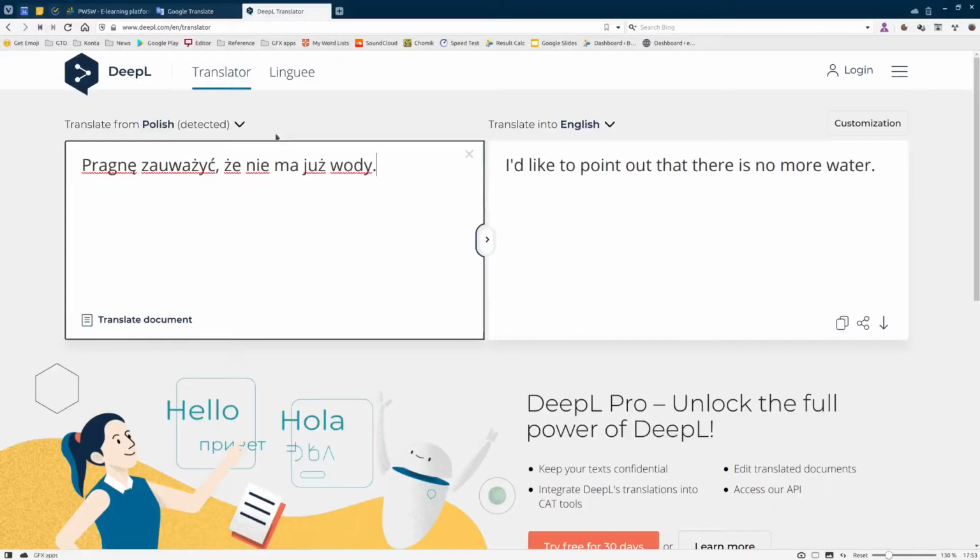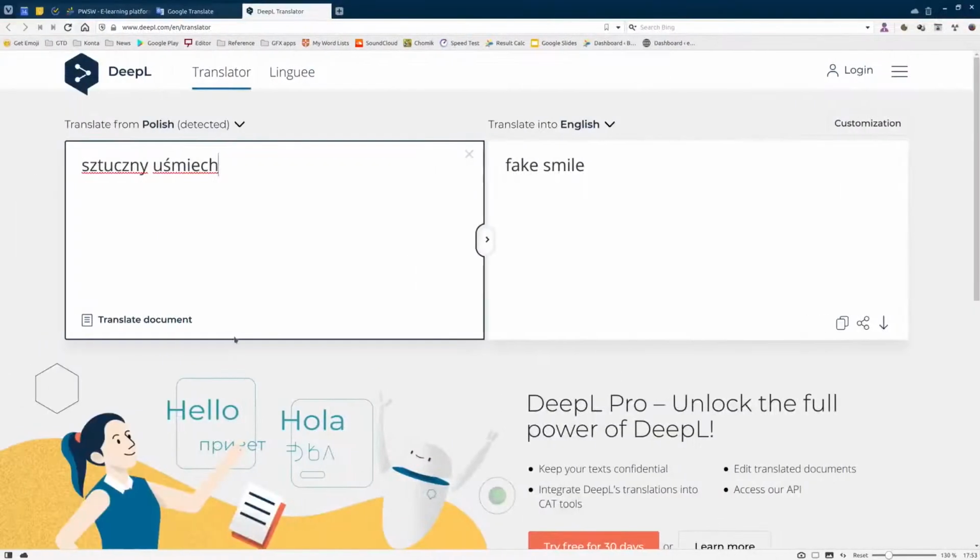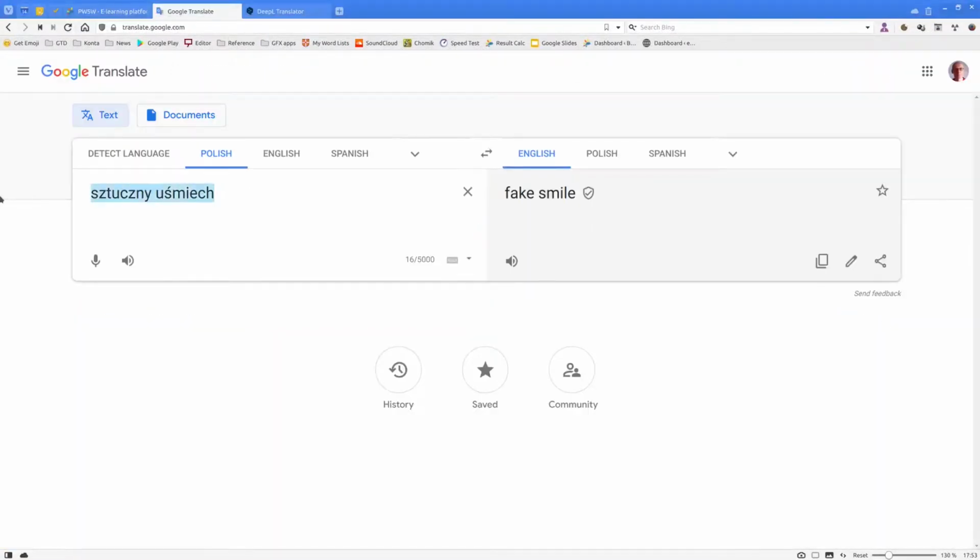Sztuczny uśmiech. Fake smile. Sztuczne zęby. Artificial teeth, and it has this icon here, which would imply that this is somehow verified or confirmed. But that's not what we call sztuczne zęby.